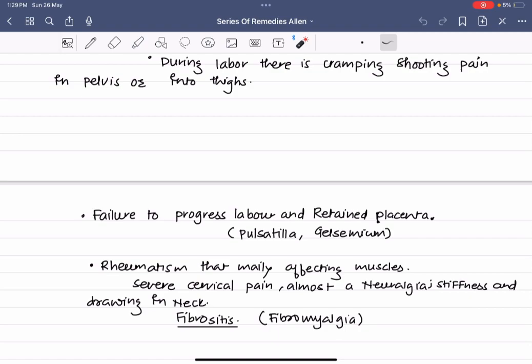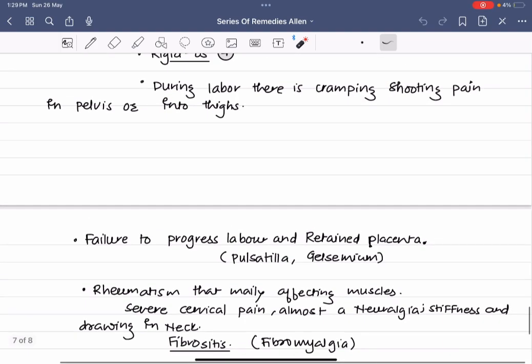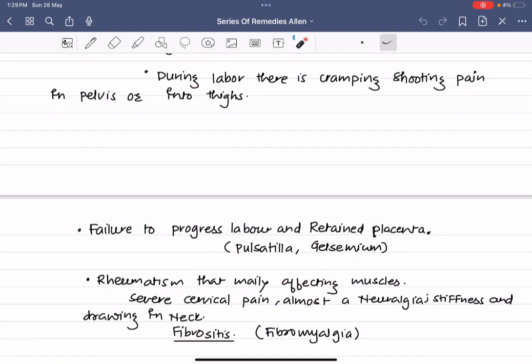When it comes to the closed os, there are some other remedies which are also important here. The first is Pulsatilla, the second is Caulophyllum, then Cimicifuga, then Gelsemium. Okay, so these are the remedies which are important. Generally Caulophyllum and Cimicifuga come very close. Their common names are also kind of the same: Cimicifuga means black cohosh and Caulophyllum means blue cohosh. We can use both of the remedies in cases of a rigid os, but they have different indications.